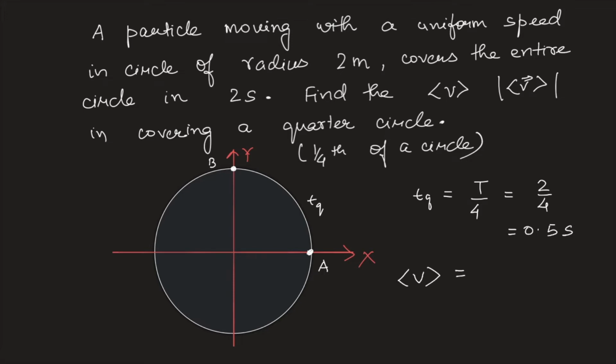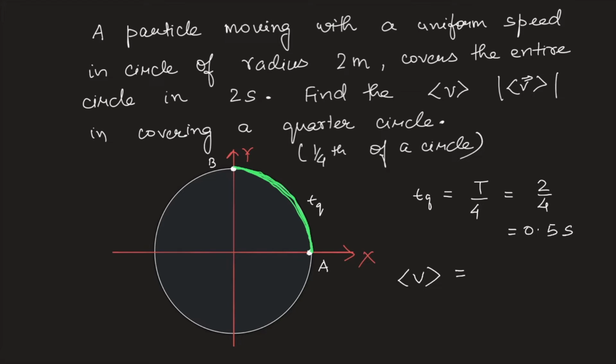Notice again that we are not putting any vector sign here. We just want to find out the speed. We are not applying any vector sign. And in order to find out the speed, all we have to do is look for the length of the path that was covered in that particular interval of time, that was 0.5 seconds.